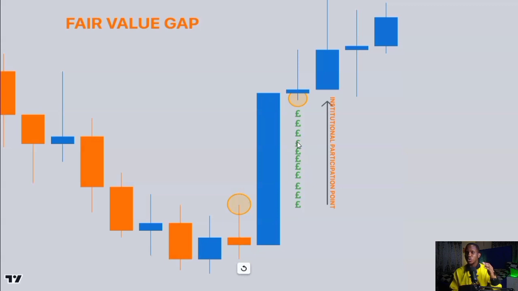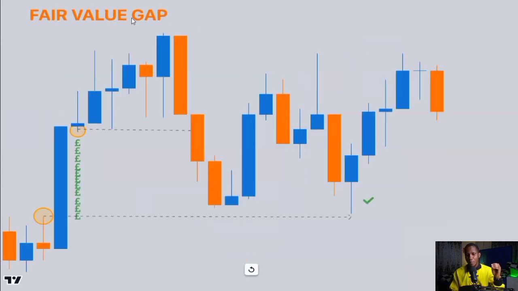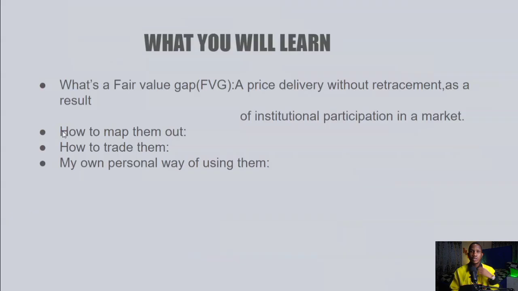This normally occurs during news or when the smart money enters the market. It leaves unfilled orders right here. So the smart money will always want to come back to this level to take these orders and would continue in their direction, which you can also call internal range liquidity. So guys, let's look at how to map them out correctly.